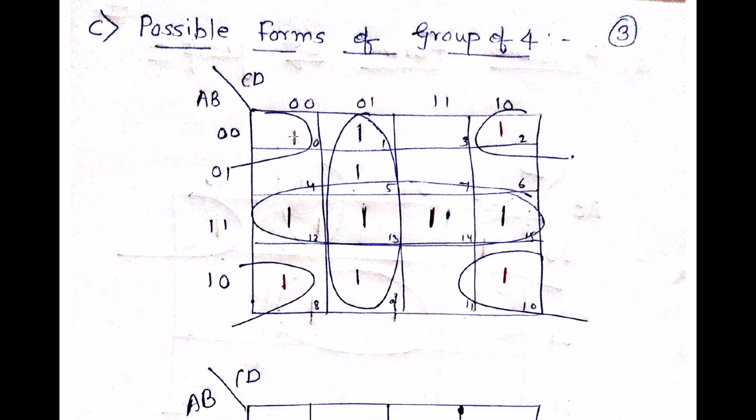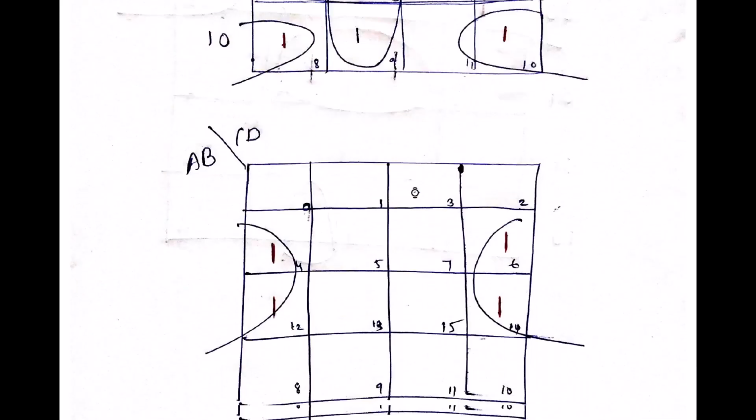So one is over here, one is over here, one is over here, one is over here. So these all 4 form one group. Again, all these 4s can form one group. Again, all these 4s can form one group. So just try to understand the arrangements in which I can group the number of ones in 16, 8, 4, so that you can reduce a particular expression with the help of KMAP using these rules.